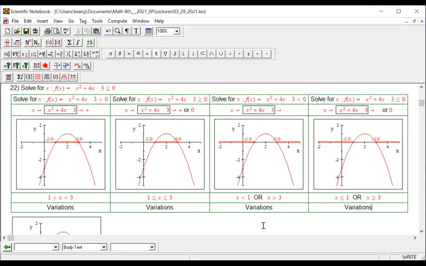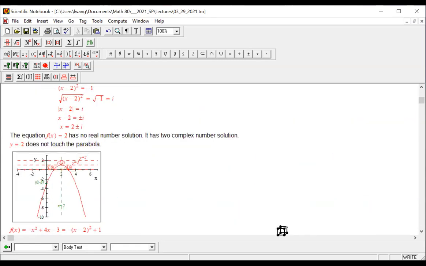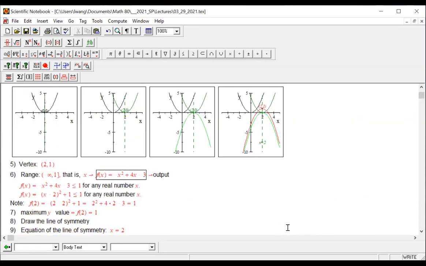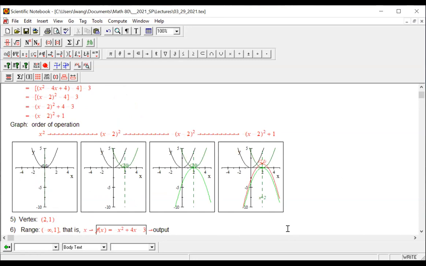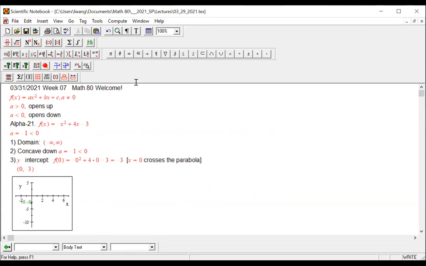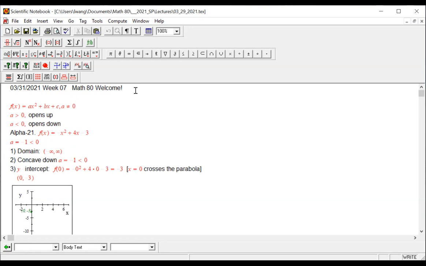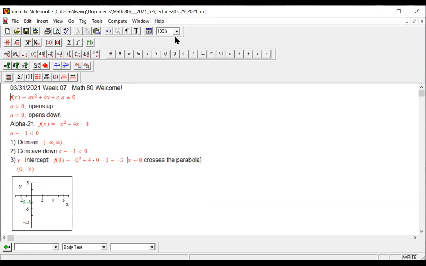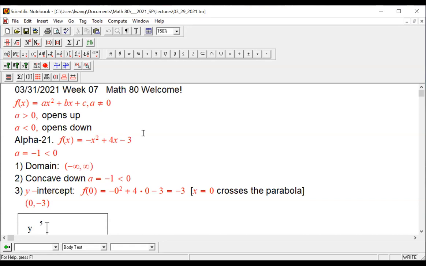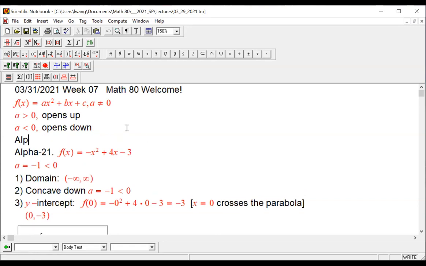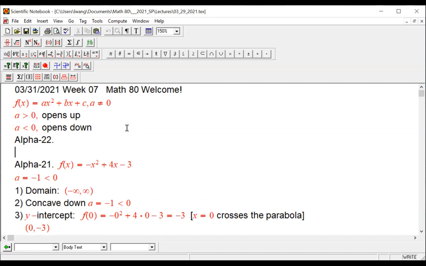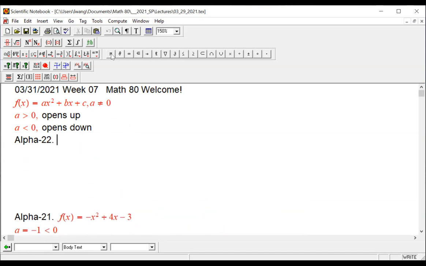But this time I want you guys to be more involved. Even more involved. I know you are very much involved, so we want you to be even more involved. Okay, so let's do this alpha 22. I'm going to increase the font. So let's look at alpha 22. Are you ready to take the lead?